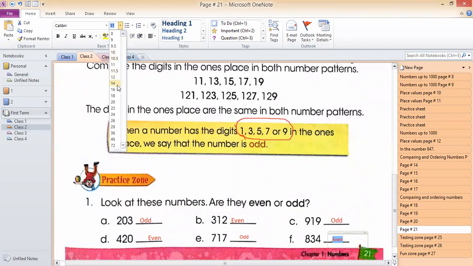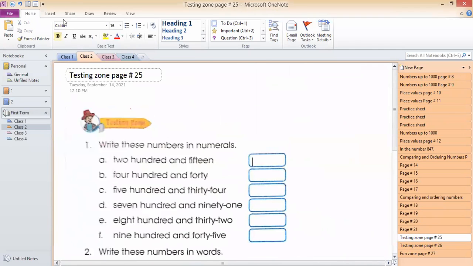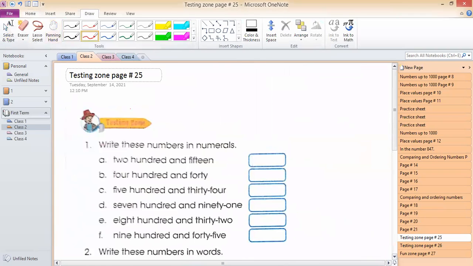Now guys, on page number 25, I gave you this question as a homework. Question number 1. This was yesterday homework. I mentioned it in weekly plan. Did you complete question number 1? Yes, sir. That's very good. Okay, I'm going to write the answers for that. Please check your answers.